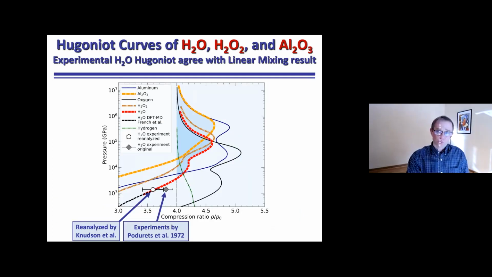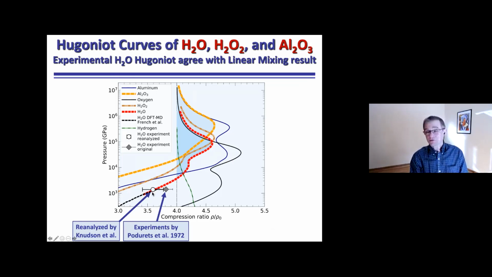So we've done this for water. Here are our colleagues who've done this for fully interacting water, and this is us. We just calculated equation of state tables for hydrogen and oxygen, and we combined them, and this is basically the results from Podurets, and this was corrected by Marcus Knudson.